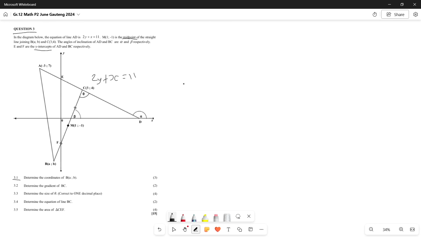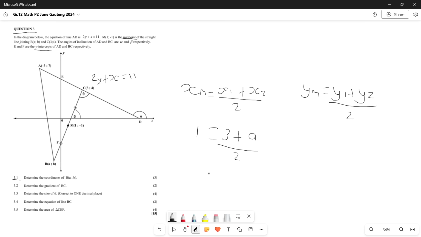Okay, so we can set up an equation for each of them. We have our x of M equals x1 plus x2 over 2. And then we have our other side of the equation, y of M, where M is just the midpoint over here, equals y1 plus y2 divided by 2. So the x value for M is 1 over here, the x value for C is 3 over there, and then x2 is our B value over here. So I'm just going to plug in a variable over there, and then this is divided by 2. So we can go ahead and solve for this. So multiply the 2 up there.